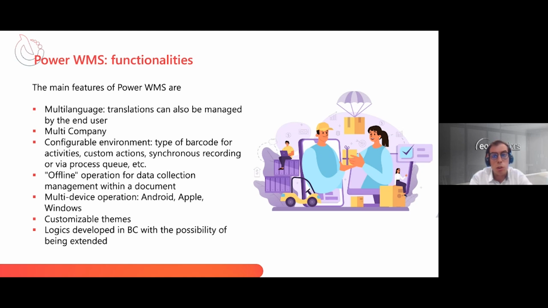It works on multiple devices, so you can install the Power WMS on Android, Apple, and Windows, and you can download the app from the marketplace. The themes of the Power Apps are customizable, like the colors and all the logic. If you need to develop other logic, that can be done inside Business Central. You don't need to develop the logic inside the Power App, so it's easier to create new activities.